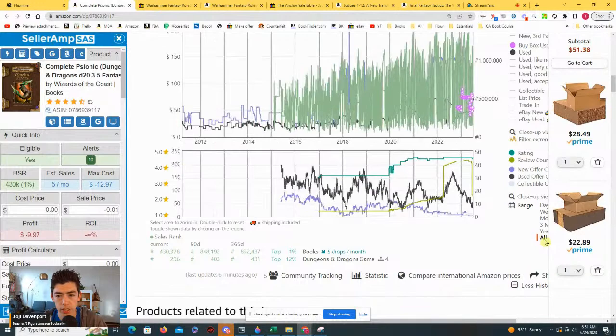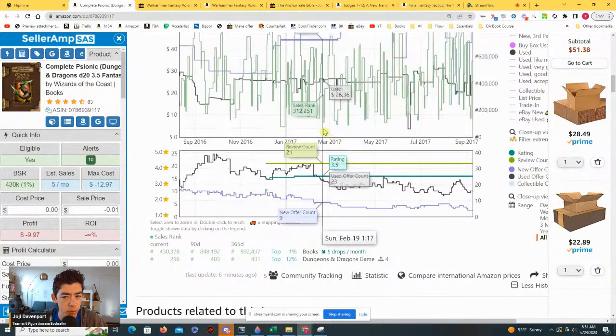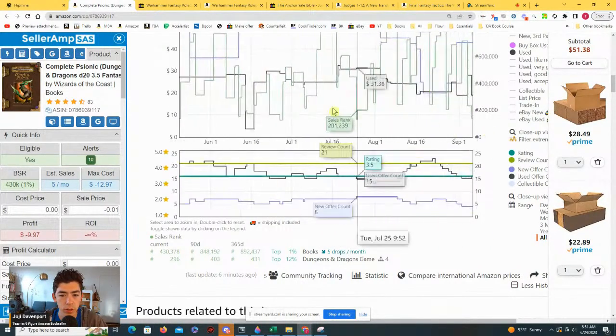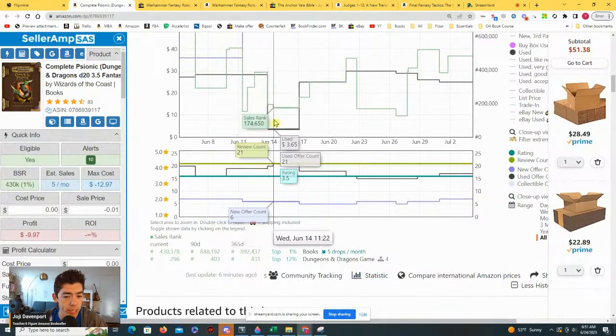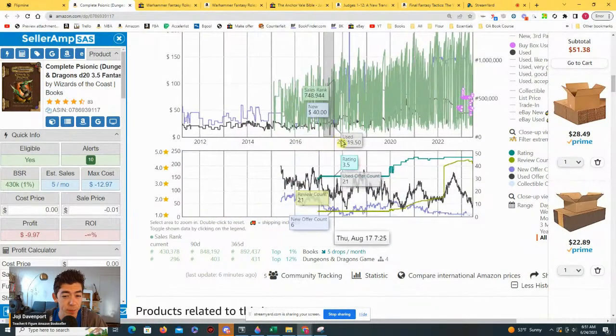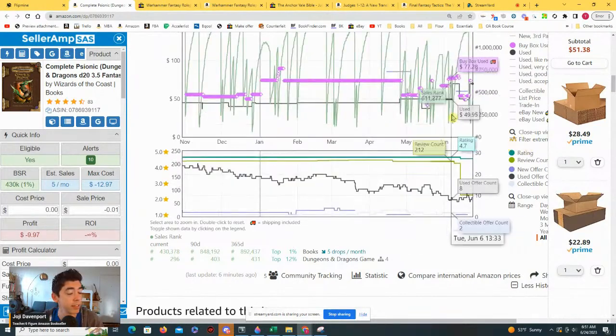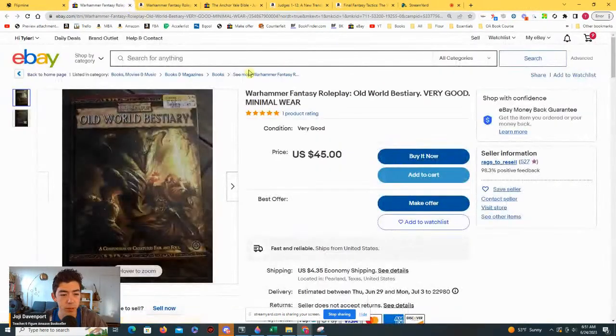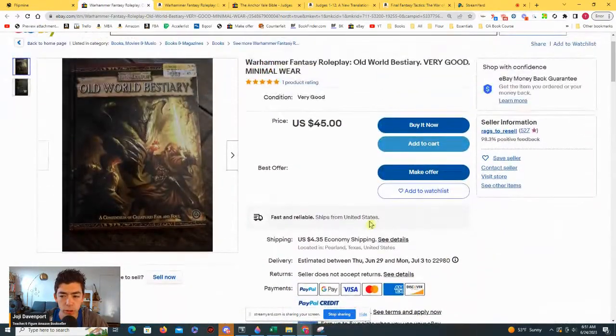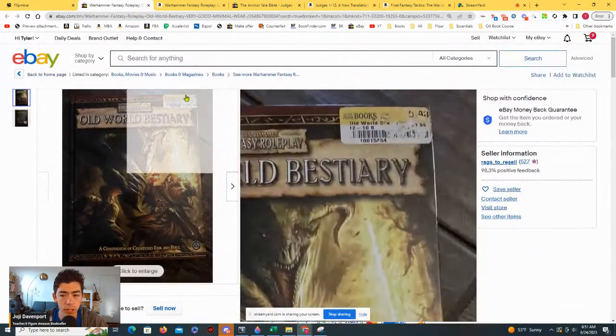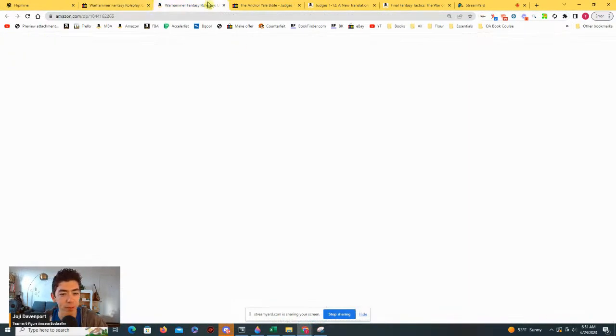But let's see in the last. So here's a great example of why you would track a book. You know, so this book went from $28 all the way down to $3.65 back in 2017. So, I mean, obviously, if that happened today, you would want to pick that book up immediately. That would be a great deal. Okay, we have $45 plus $4 shipping for this book. And you can see they bought it at Half Price Books for, looks like $5 or $6. So they got a good deal on it probably.